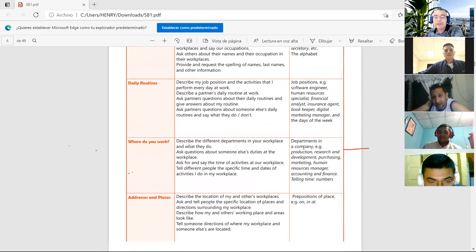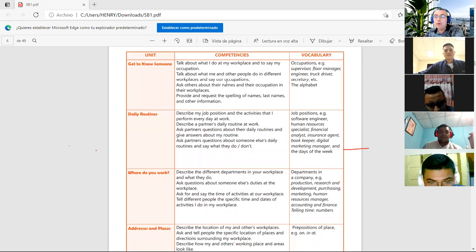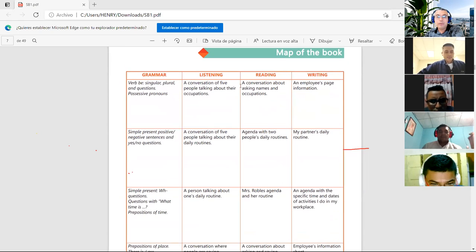And then the alphabet, all right? So, les estoy demostrando lo que vamos a ver esta semana, all right? Get to know some, all right? Then we have the verb to be, la parte gramatical, verb to be, singular, plural. ¿Alguien puede decir si ya vimos eso? Yes, sir. Yes, we did the questions, right? Y luego sigue cómo se hacen preguntas. Next thing we're going to do is ask questions. And we're going to see some possessive pronouns.